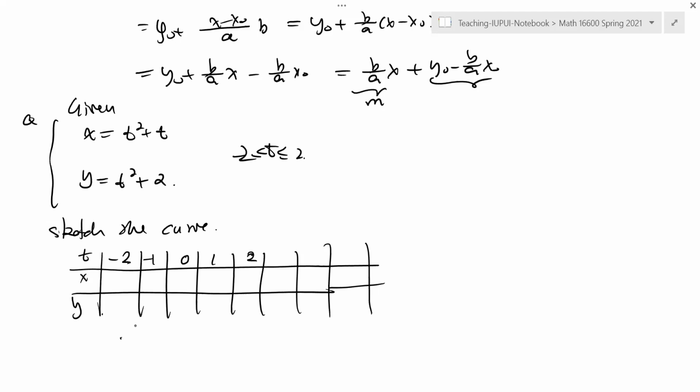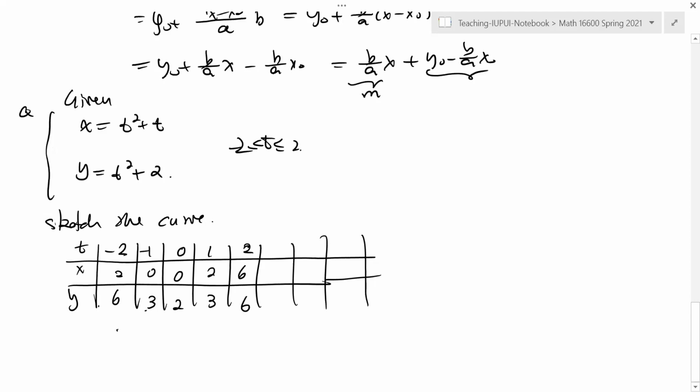for t in x. So 4 minus 2, that's 2. And -2 squared plus 2 is going to be 6. Then -1: x is 0, and -1 squared plus 2 is 3. Then plug in 0: that's 2 and 2. Then 1: that's 2 and 3. And when t equals 2, that'll be 6 and 6. So we get a bunch of points.